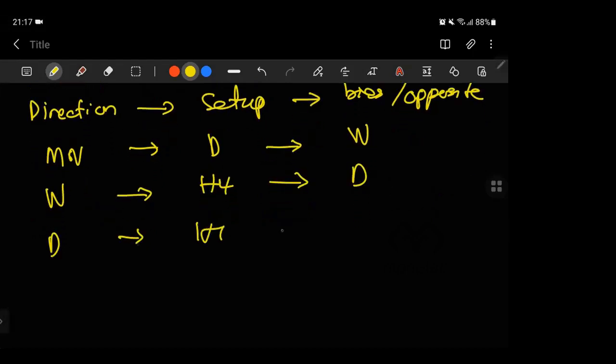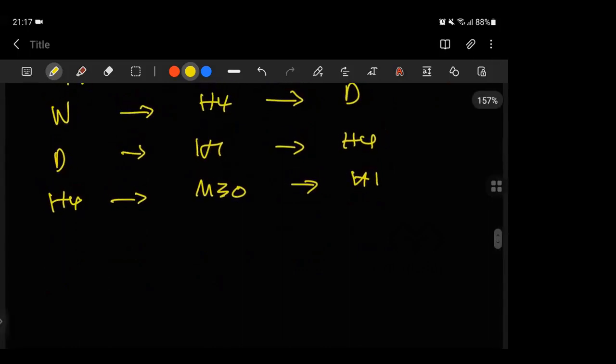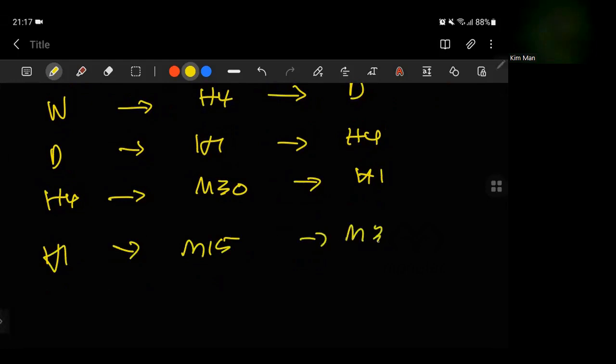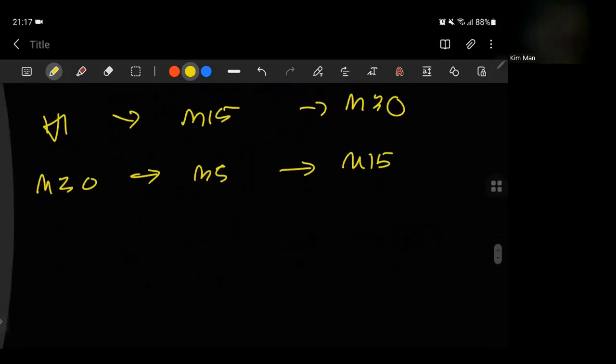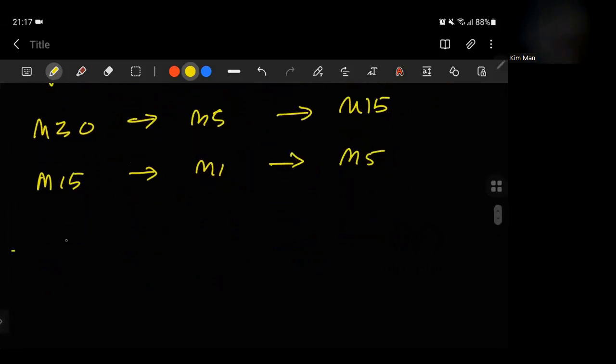Daily, H1, H4, H4, H1, H1, M15, M30, M30, M5, M15, M15, M1, M5.